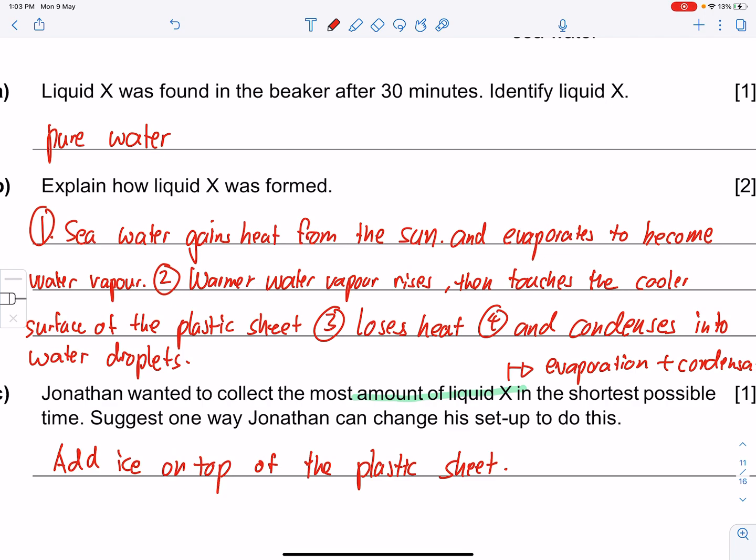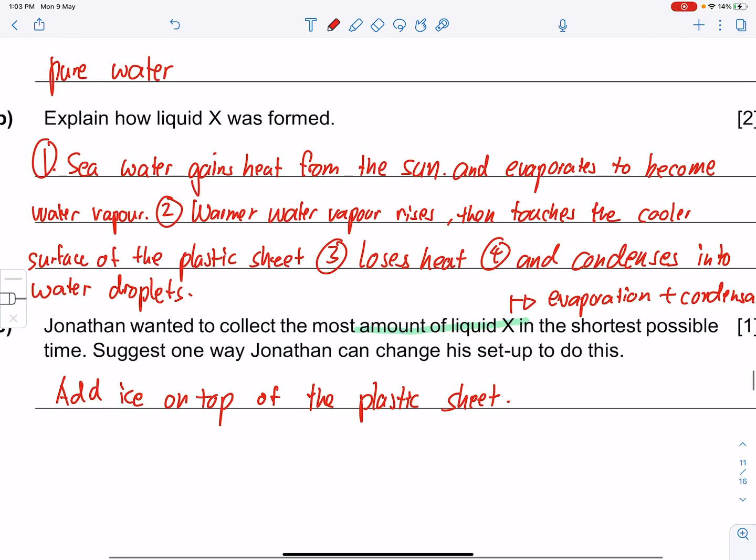It is important to note that you have to tell me what to do. You cannot just say lower the temperature of the plastic sheet. It will not work. 0 marks. You have to tell me how. Next.